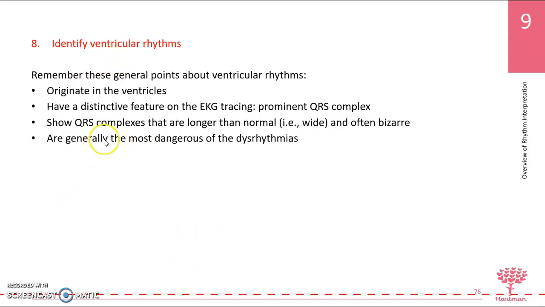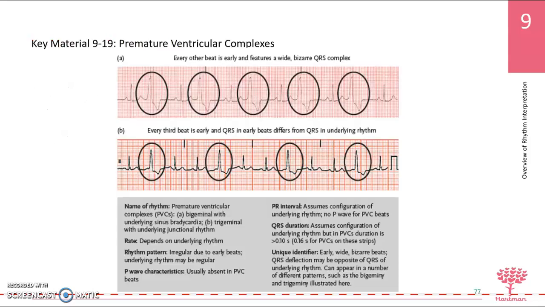Just remember, ventricular rhythms originate in the ventricles. They have a real distinct QRS complex, and it shows up there because that's where ventricular depolarization shows, in the QRS. And these are generally the most dangerous dysrhythmias, and you could see that as we went through the different types of rhythms that you would see. You could see how there were a lot of dangerous ones, a lot of lethal ones, possibly fatal ones.